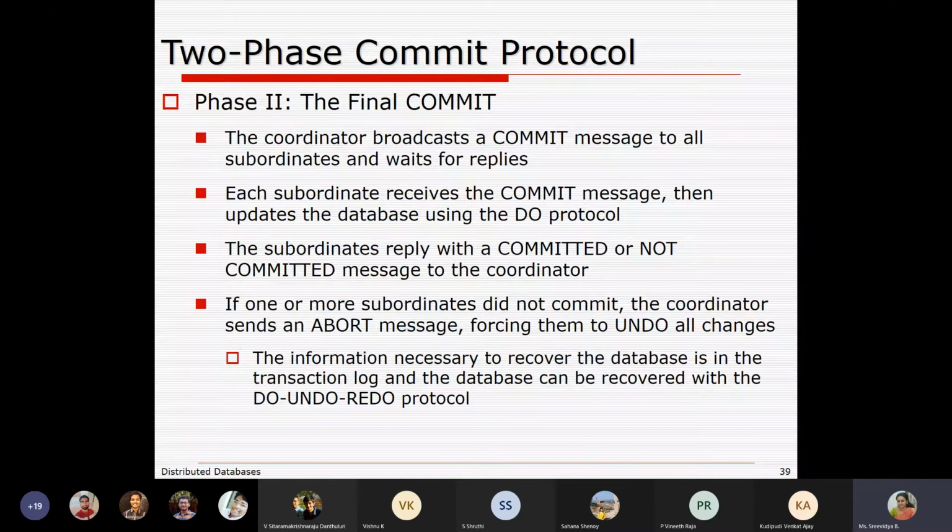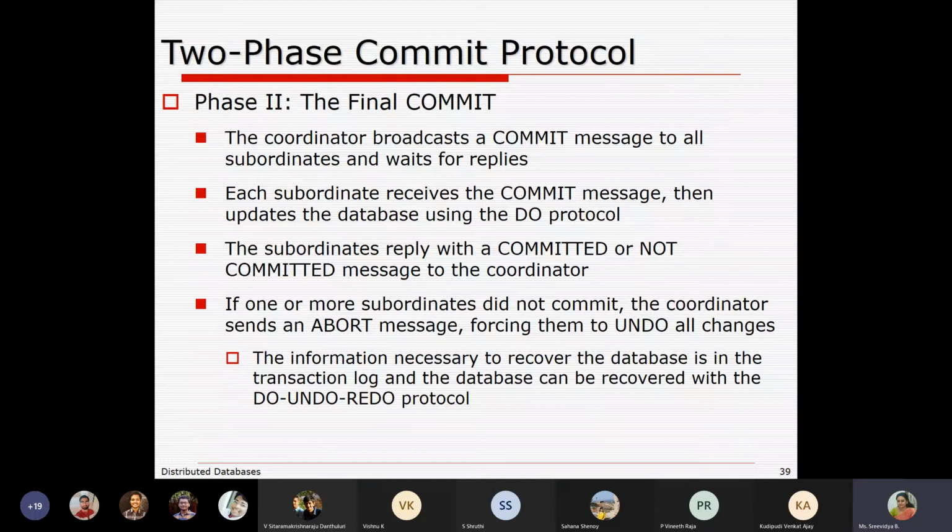Now in the phase 2 part, the coordinator will check all these replies, and if all of them agree, then it will broadcast a message called commit to all the subordinates. This is the actual operation. In the first part, it just asked whether you have completed all your transactions, whatever I have given. They say yes, we have completed, we are ready for commit. Then I will say okay, then do the commit operation.